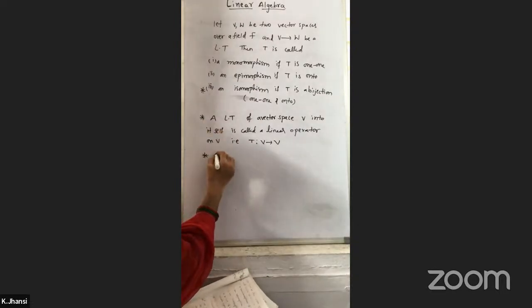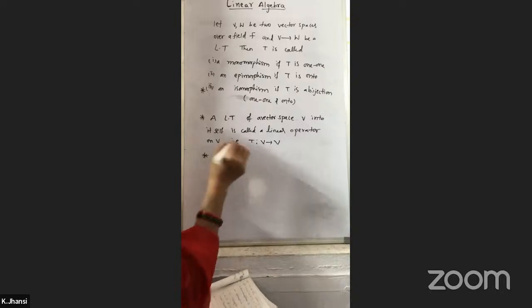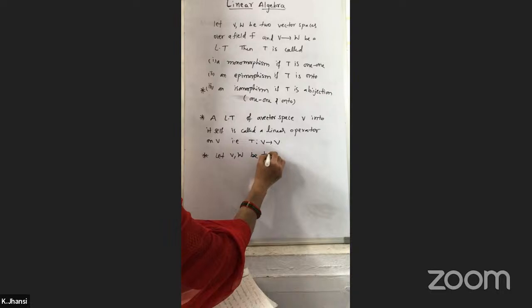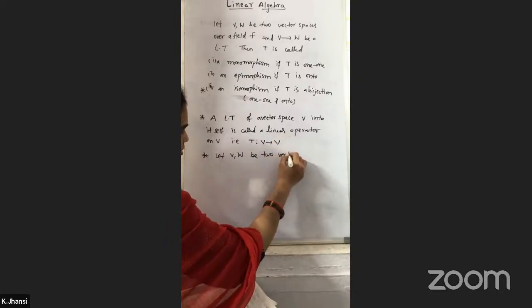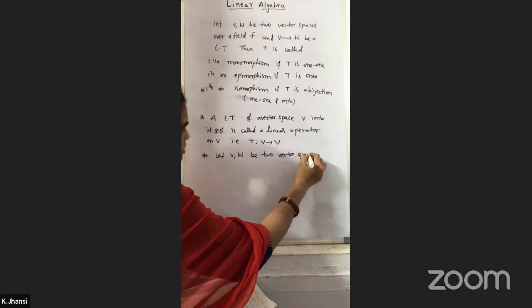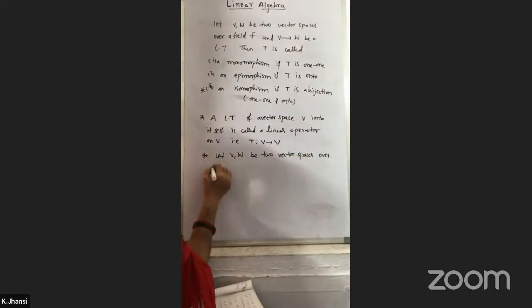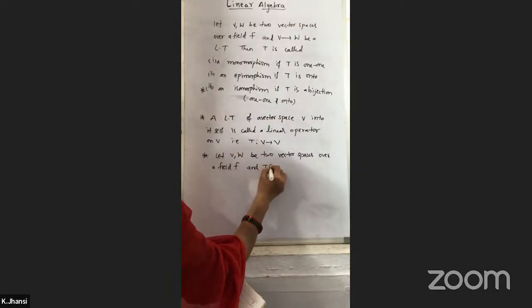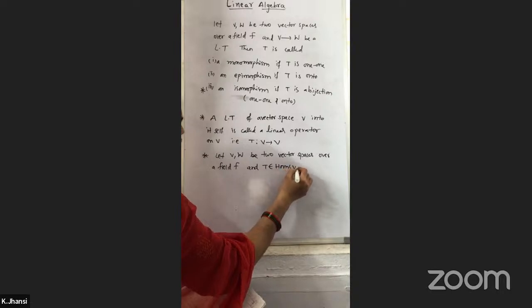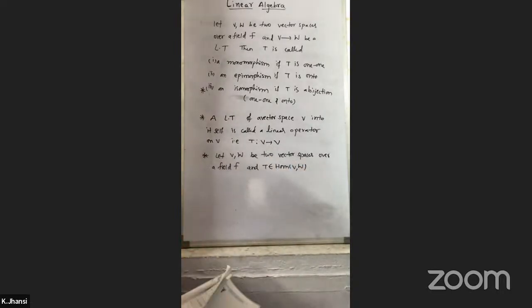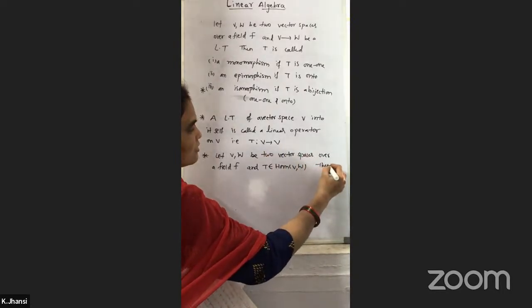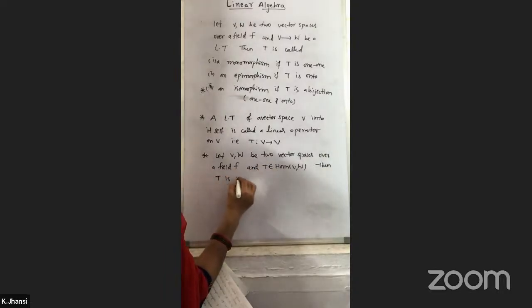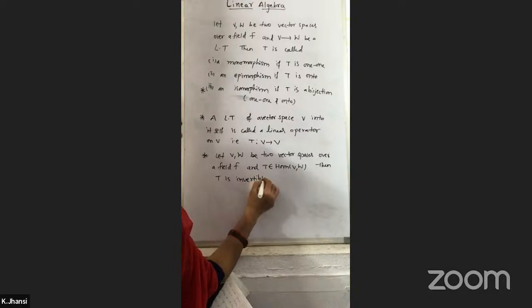It is: let V, W be two vector spaces over a field F and T belongs to Hom(V, W). Okay. Then T is invertible, then T is invertible means we can find the inverse of that one. Invertible.